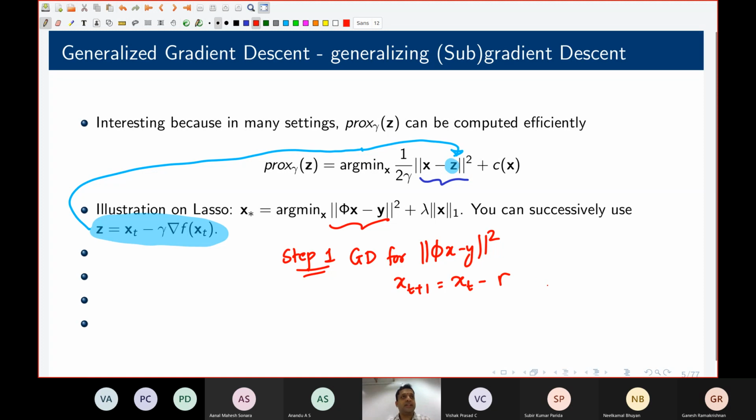Yes, 2 into 2 into... Okay. Will there be a Φ transpose also there after that? Tell me the exact expression, please.